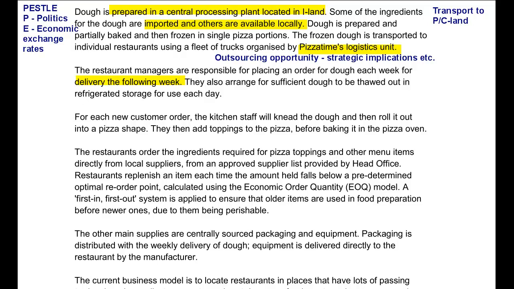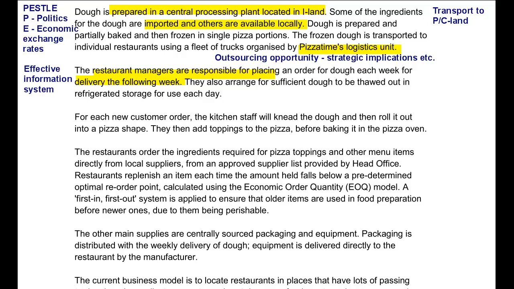So there's also a long-term impact of that. There's also a section here where it says that the restaurant managers are responsible for placing the order. So therefore the restaurant managers must have sufficient information to calculate how many they are going to need. So they would need an effective information system in place.